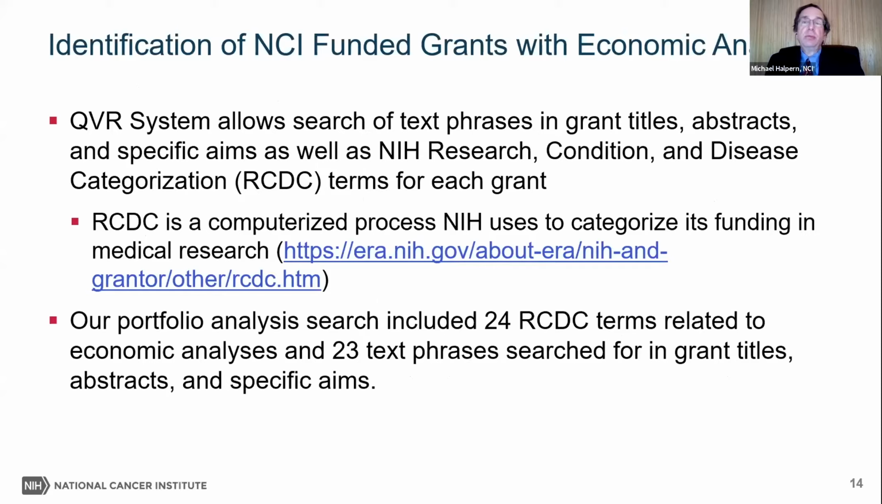The QVR system, which we used to search for grants that included economic outcomes, allowed us to search for text phrases in grant titles, abstracts, and specific aims, as well as looking at the NIH research, condition, and disease categorization, or RCDC terms, in each grant. Our portfolio analysis search included 24 of these RCDC terms related to economic analysis, as well as 23 text phrases that we searched for in the grant titles, abstracts, and specific aims.